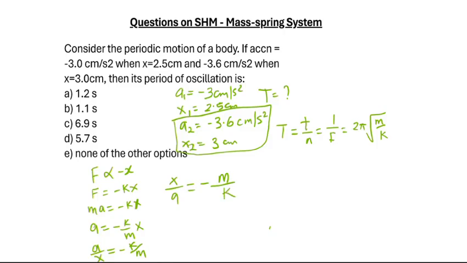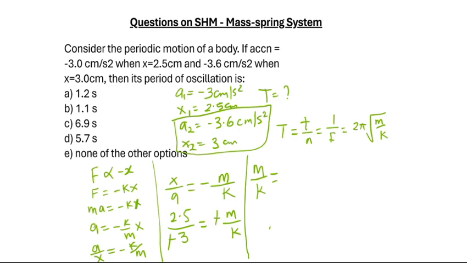All right. Now my x given to me is 2.5, my a given to me is negative 3, which is equal to negative m over k. This negative can nullify this negative. Then I can say that m over k is equal to, punching this into calculator, 2.5 divided by 3, I have 0.833. Right. Now I can come back to this formula and plug in my value.